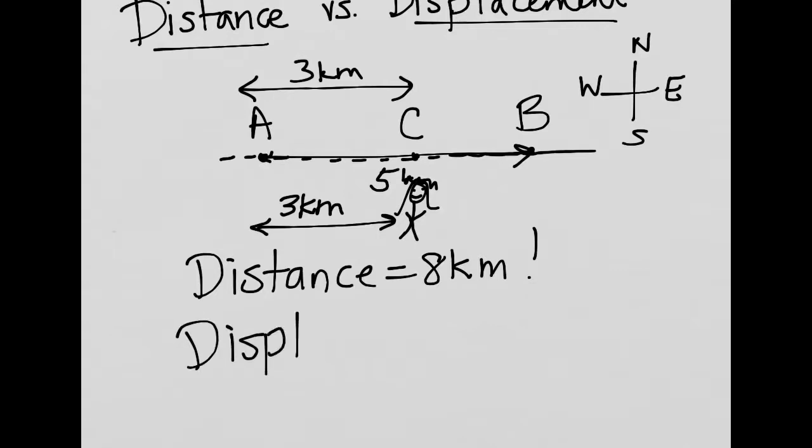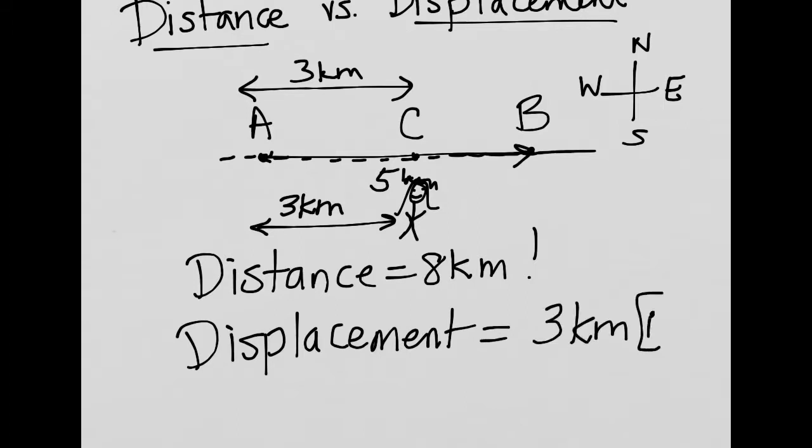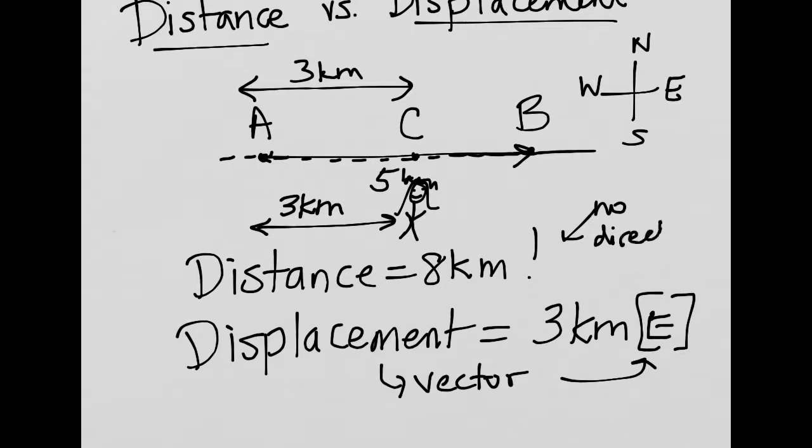So displacement is special because it only cares about the starting position and the ending position, and it's a vector quantity, meaning it has direction. Distance, you notice, there's no direction required.